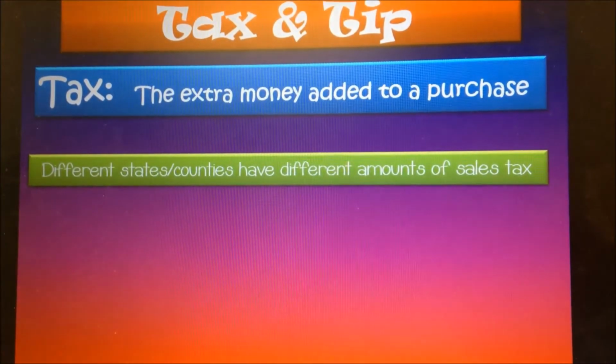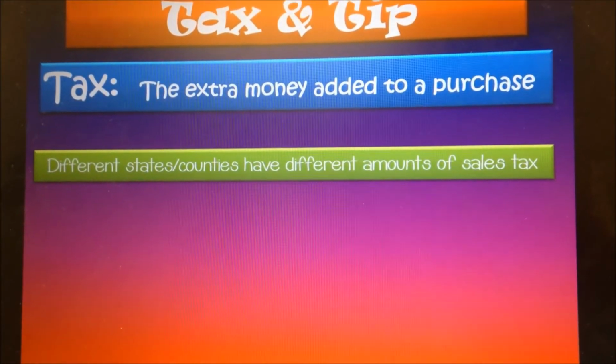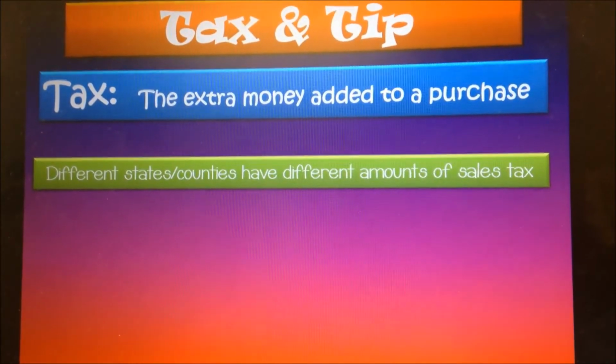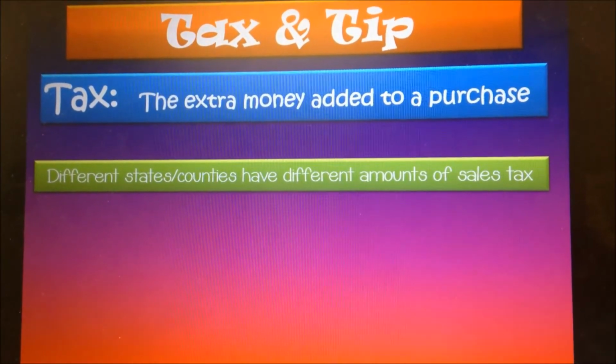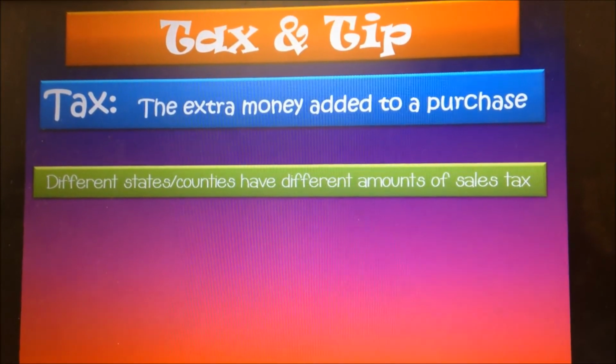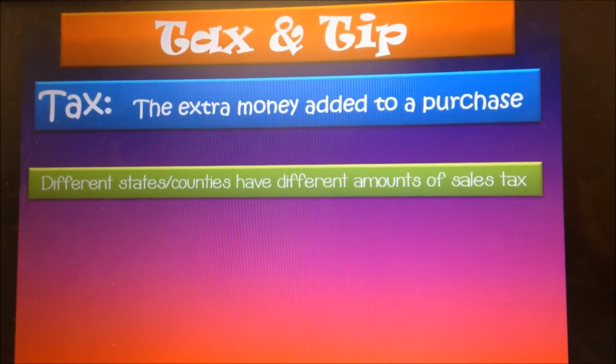When we talk about tax, we're talking about the money that's added to different sales. So different states and different counties have different amounts of sales tax. So when you go to the grocery store and you buy something, you have to pay a tax on it.